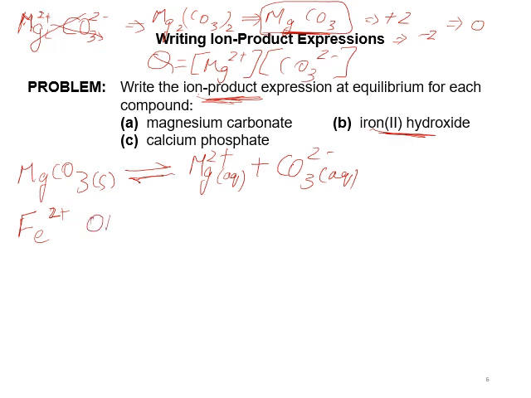Hydroxide ion is always OH minus, right? So crossing over the charges, that would give us a formula of Fe(OH)2, right? So let's confirm if our formula is correct or not.